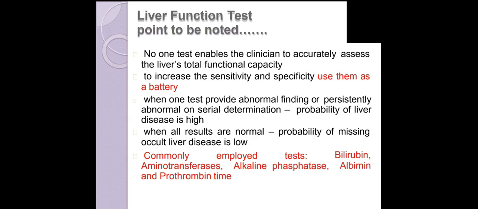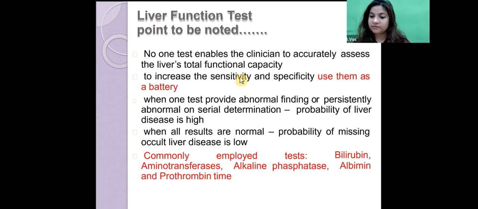So when one test provides an abnormal finding, or is persistently abnormal on serial determination, the probability of liver disease is high. All right. So if there are abnormal findings of the test that you have performed, then it is probably an abnormality in the serial determination. Serial determination should be made to know what kind of liver disease is there or not. So, when all results are normal, the probability of missing occult liver disease is low.